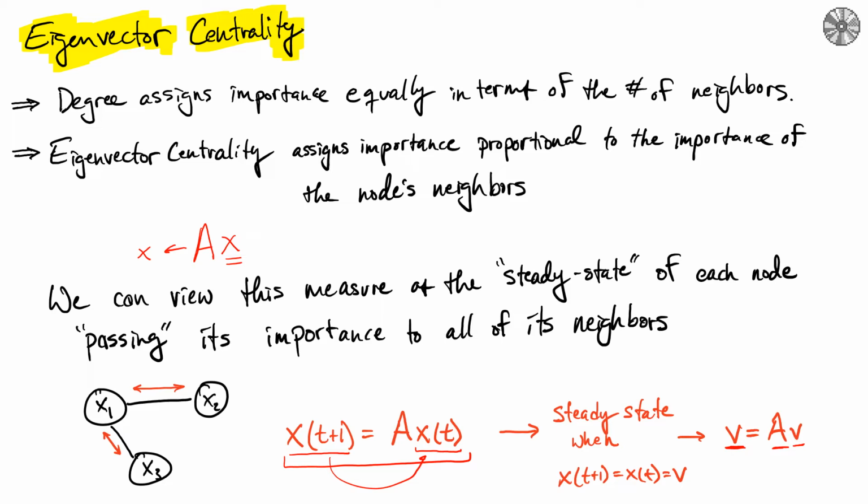This is the idea of a steady state. The amount of centrality that x1 has gets passed to x2 and x3 at the next time step. But x3 also passes its centrality to x1, and x2 also passes its centrality to x1. So this steady state implies that in the new time step, you're both giving away and receiving the same amount of centrality.